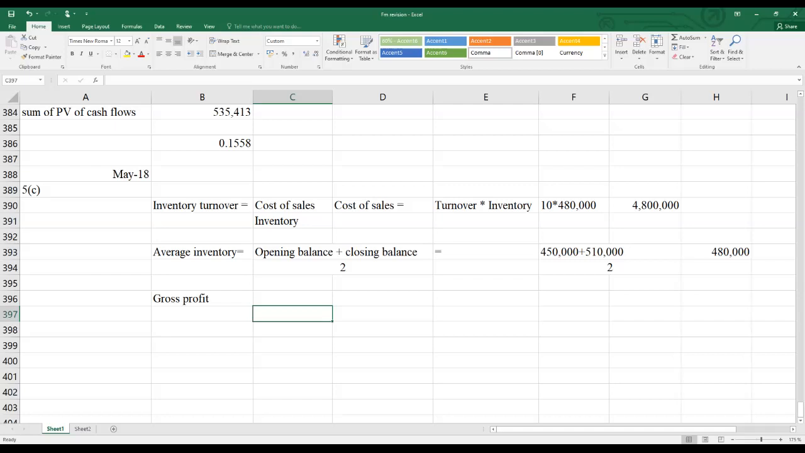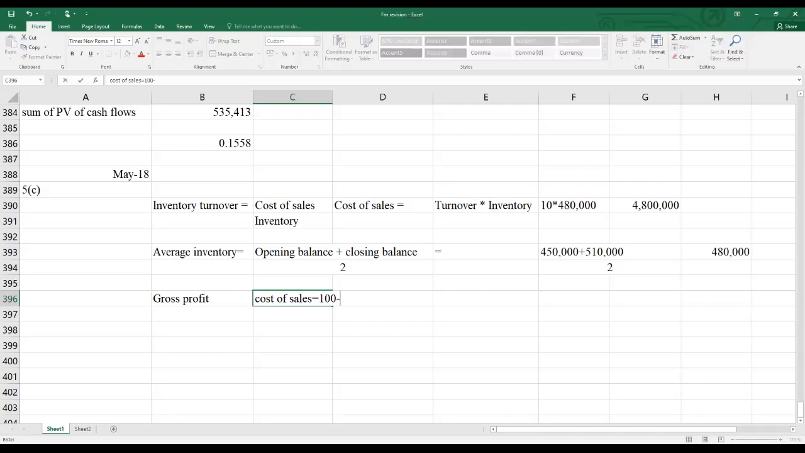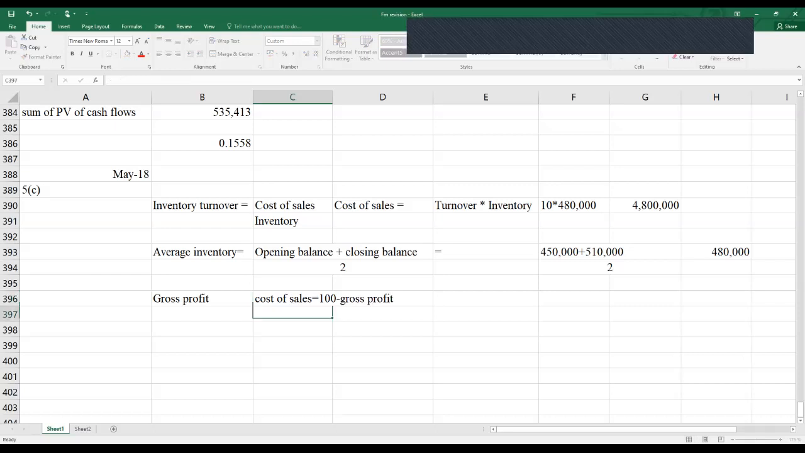It is 80%. The difference, it is 80%. That's therefore the cost of sale. So remember, the cost of sales is equal to 80%. That is 100% minus the gross profit, so it's 100 minus 20, which gives us 80%. Clear?